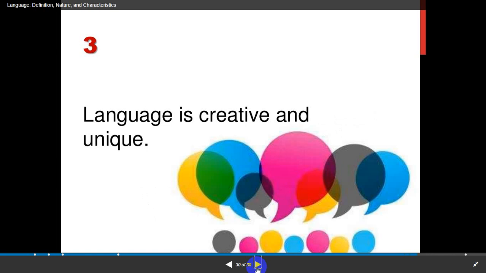You can create new words in the language. You can use the combination of words in the language in a very beautiful way, a creative way, and each language is unique. Yes, two languages cannot be the same. They have their own uniqueness.